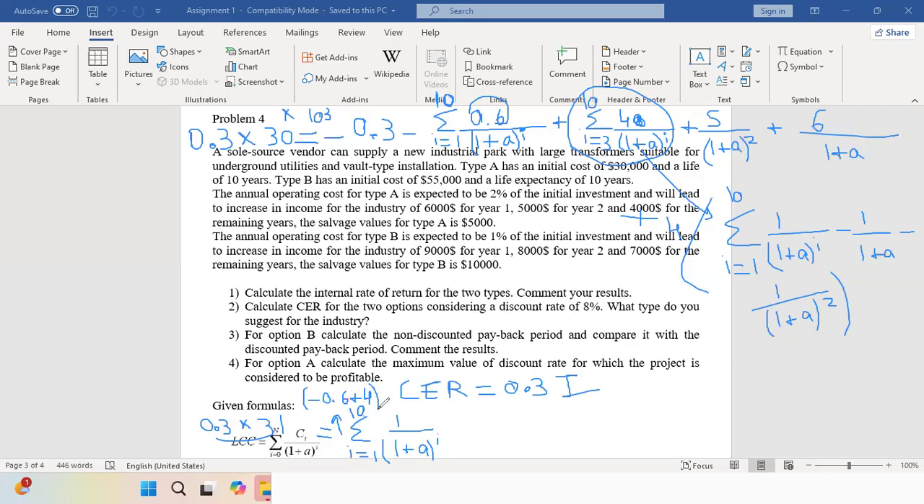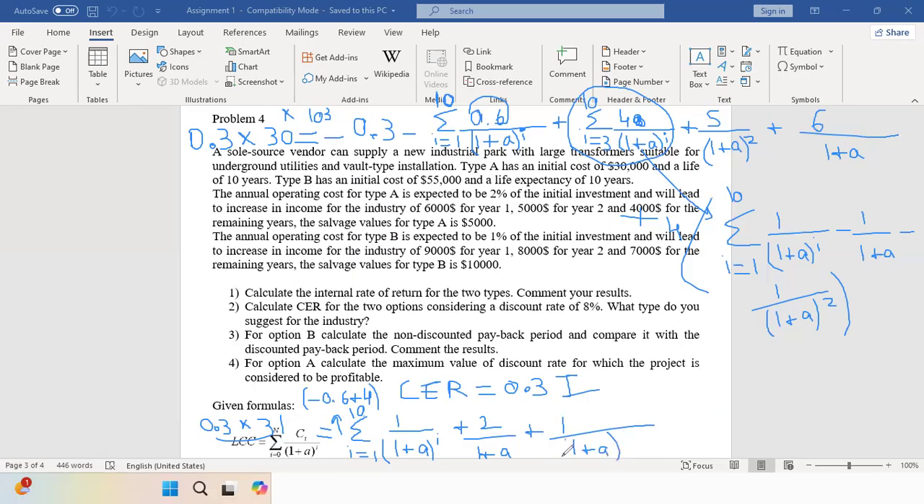Now I will also group the terms that are common to 1 plus A and 1 plus A squared. I have a 6 minus 4, so it's over 1 plus A, so plus 2 over 1 plus A. And I have 5 minus 4 over 1 plus A squared, so plus 1 over 1 plus A squared.